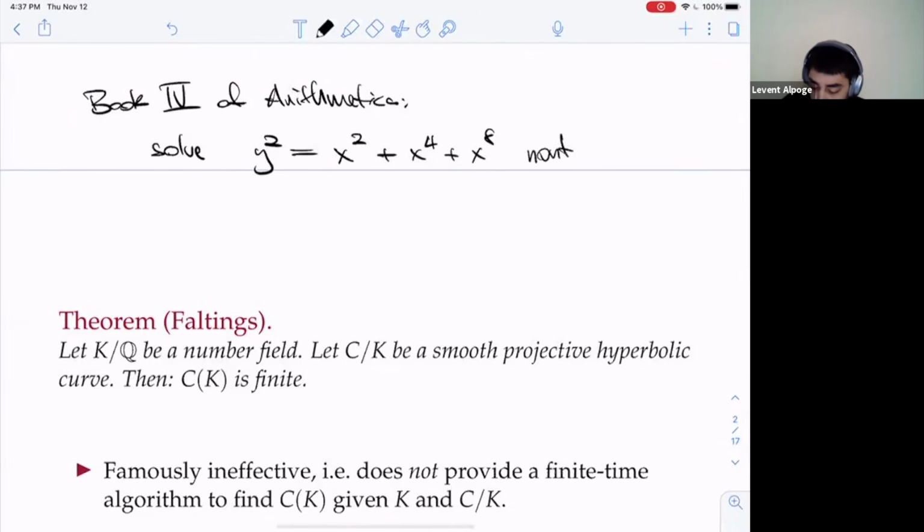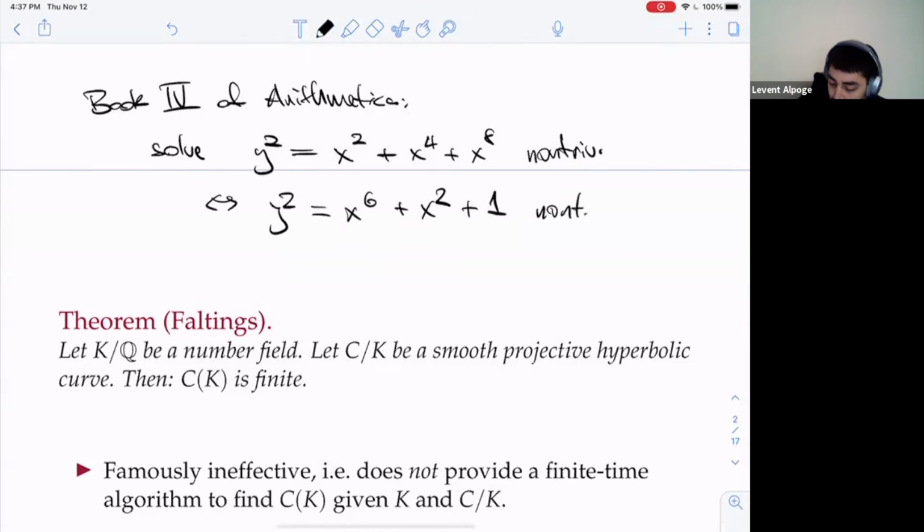Non-trivially. So of course there's a trivial solution where x is 0 and y is 0. Solve it non-trivially. So this amounts to solving this equation non-trivially. And again, there's a trivial solution when x is 0 and y is plus or minus 1. So this gives you an equation of a genus 2 curve.